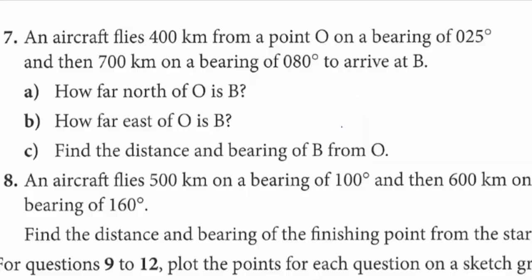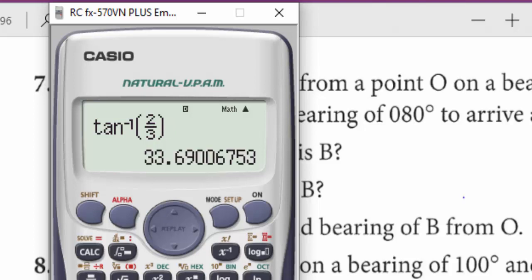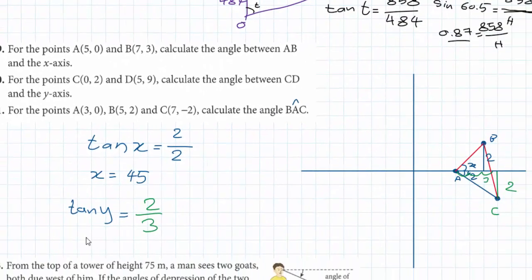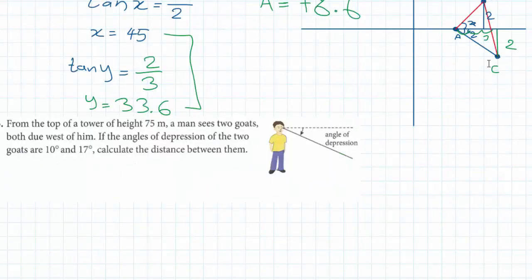Let's calculate tan inverse of 2/3. Tan inverse of 2 over 3 is 33.6. So Y is 33.6 degrees. Together, 45 plus 33.6 is equal to 78.6. So angle A, we can write it like this: angle A is 45 plus 33.6, which is 78.6 degrees. Completing right angle triangles is the crucial idea to do these questions.